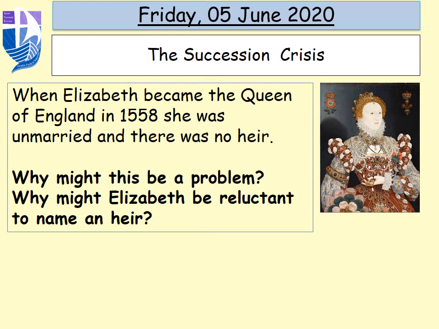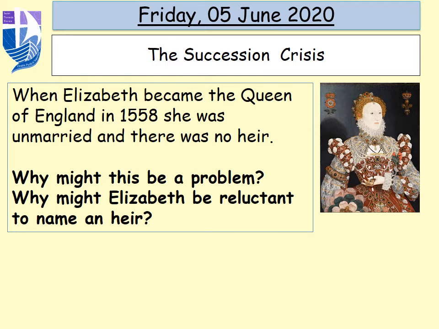However, Elizabeth was reluctant to name an heir because as soon as she did name an heir, then people would be able to focus on that heir for opposing Elizabeth, for example. So particularly if people didn't like what Elizabeth was doing with religion, they might try and gather support around an heir. So it was a very, very difficult, tricky balance for Elizabeth to have.